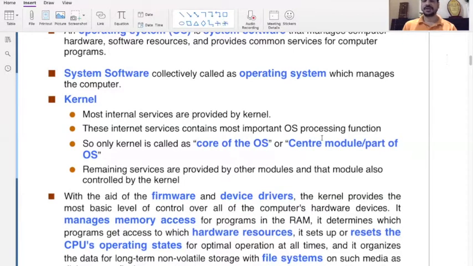Because the kernel is doing most of the internal services work, we say that the kernel is nothing but the core of the operating system, the central module, or the central part of the operating system. It is the part of the operating system which will do all those things: managing resources, managing the CPU, managing different hardware, and interacting with other hardware. All these things will be done by the kernel.